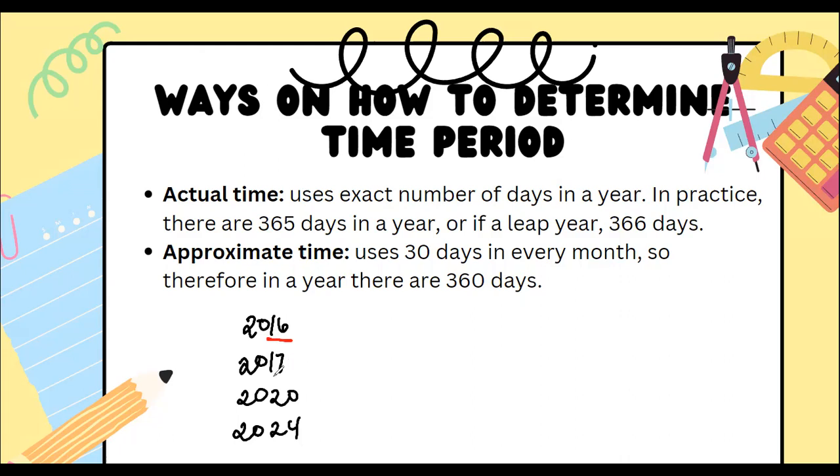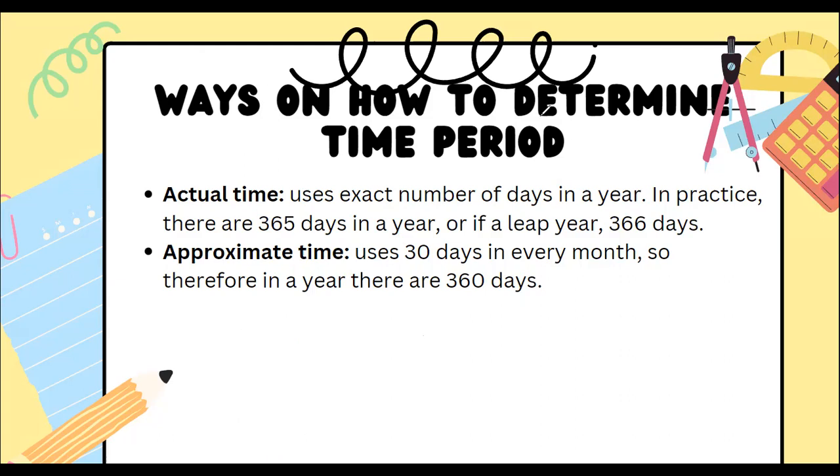Next, 2017, ang titignan nyo dito is yung last two digits, which is yung 17. So 17 is not divisible by 4, so therefore this is not a leap year. Next, 2020, yung last two digits yung titignan. Then 20 is divisible by 4, therefore it is a leap year. Next is 2024. Okay, yung 24 yung titignan natin. And this is divisible by 4. Therefore, the year 2024 is a leap year. So, ganun lang po kasimple, no? Para ma-identify natin if the given year is leap year or not.